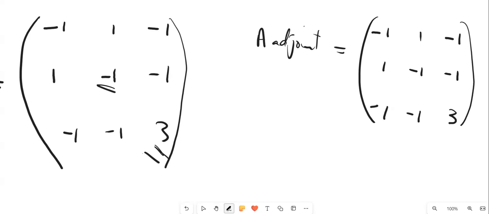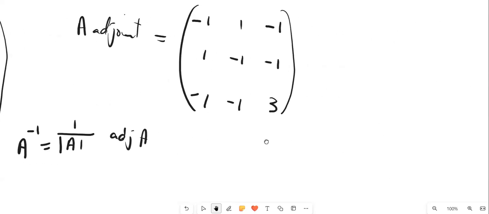So the inverse of E is equal to 1 over the determinant of E times the adjoint of E, right? So what are we going to do? We got the adjoint, we got the determinant, it was minus 2, right? So you get 1 over minus 2 times the adjoint.